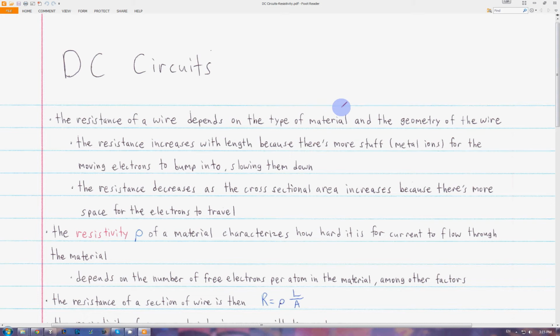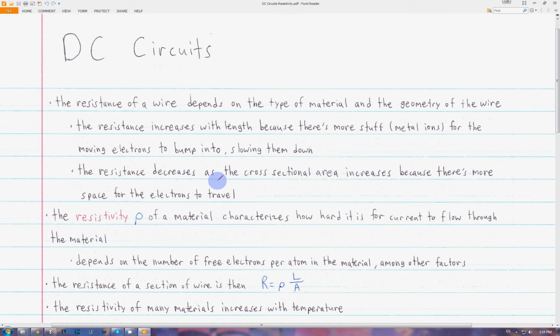So the resistance increases as the length of the wire increases, because there's basically more stuff for the electrons to move through. And since there's more stuff that they have to move through, there's more of a chance of them bumping into various things such as the metal ions, which slows the electrons down.